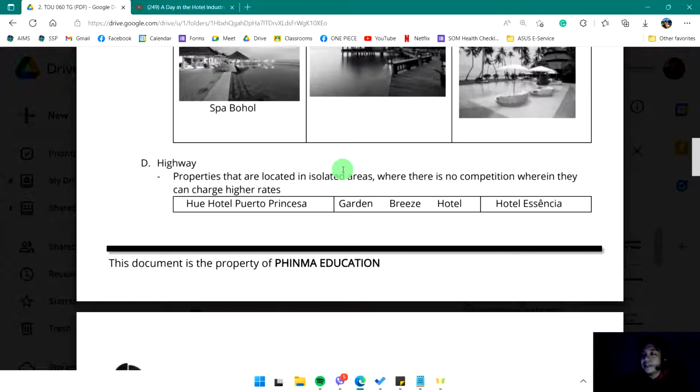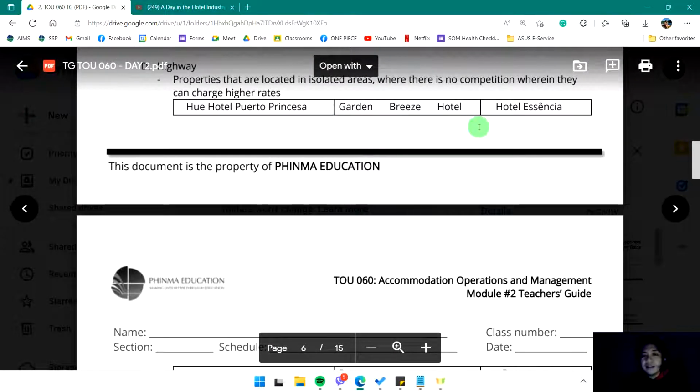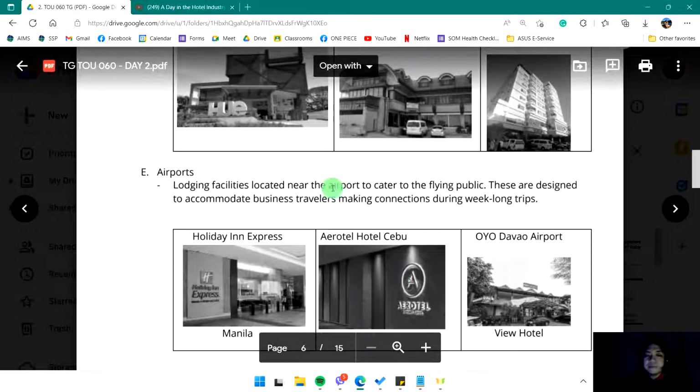Walang masyadong competition. Kaya sila nakalocate near highways kasi nga since wala silang masyadong competition, you want your hotel to be recognizable from afar, from a distance, at makita agad ng mga tao yung hotel mo. So yan, ito po yung mga hotel na yan. Usually can be found also in the provinces of Puerto Princesa. This is in Benguet and this is in Dumaguete.